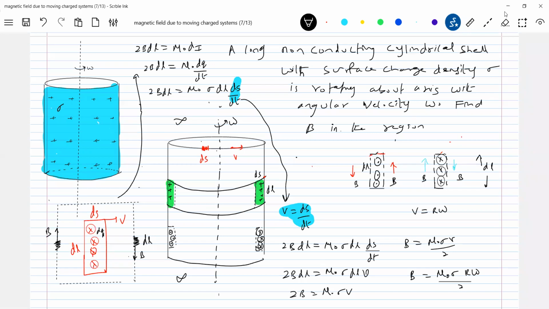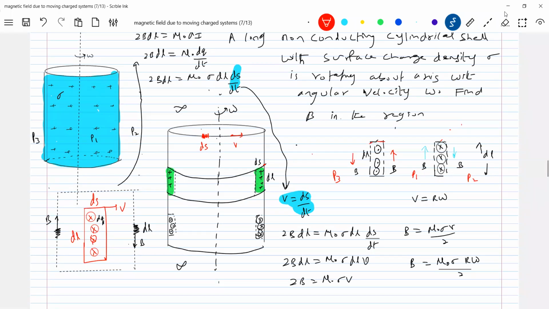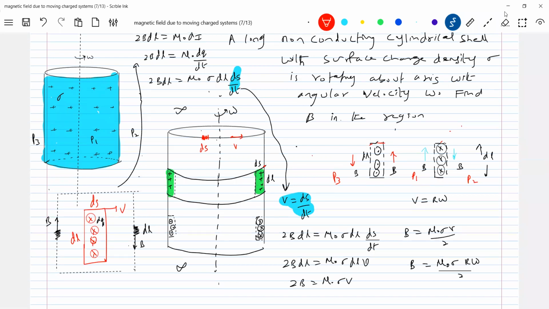There's a point P, P1. I'm interested in these: P1, P2 and P3. This is P1, this is P2, this is P3. In all the diagrams you can indicate, no? What should be the resultant field at point P1? There's a tangential velocity. ds is the arc length. V is the tangential velocity. V equal to ds by dt.